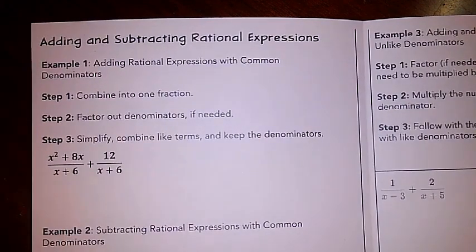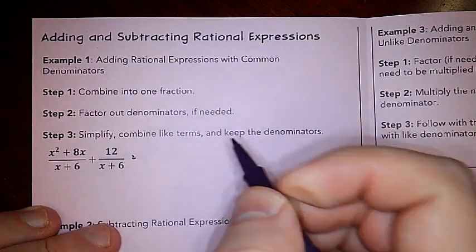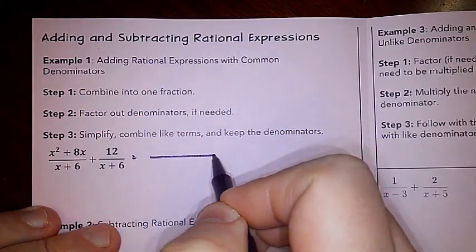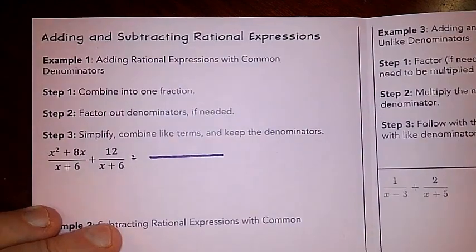So step 1 says we're going to combine into one fraction. Step 2, we're going to factor out denominators if needed. And step 3, we're going to simplify, combine like terms, and we're going to make sure that we keep the denominator. Now, what we should know is that when we add two fractions that have the same denominator, you're going to end up with the two numerators being added and our denominator remaining the same.